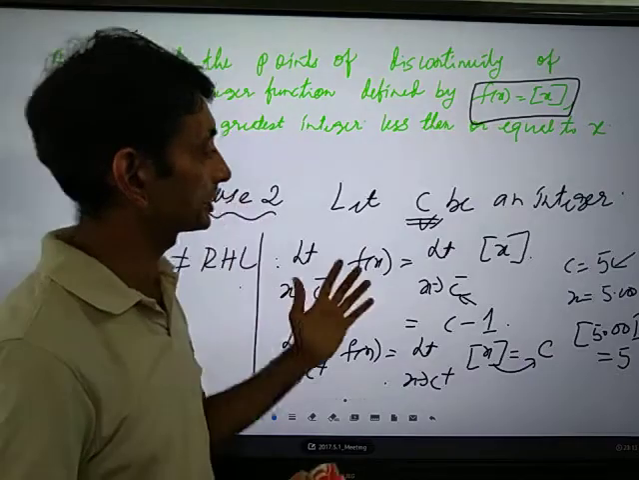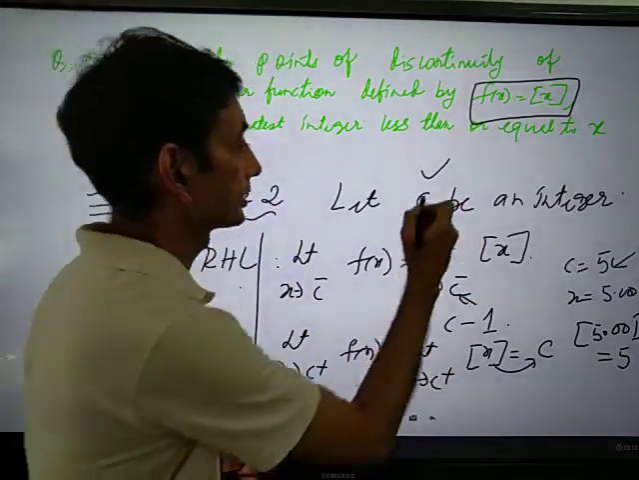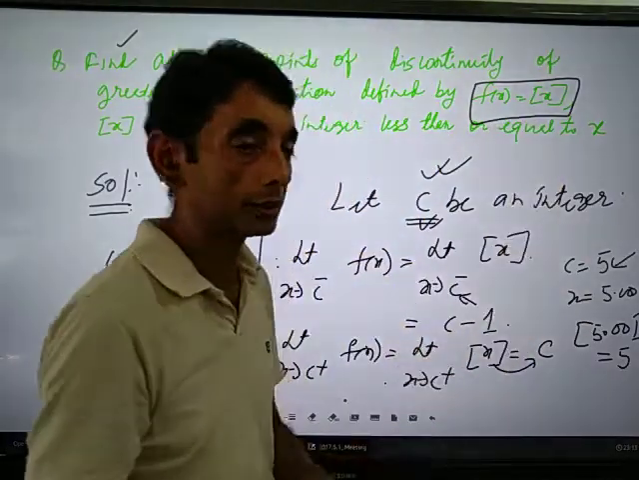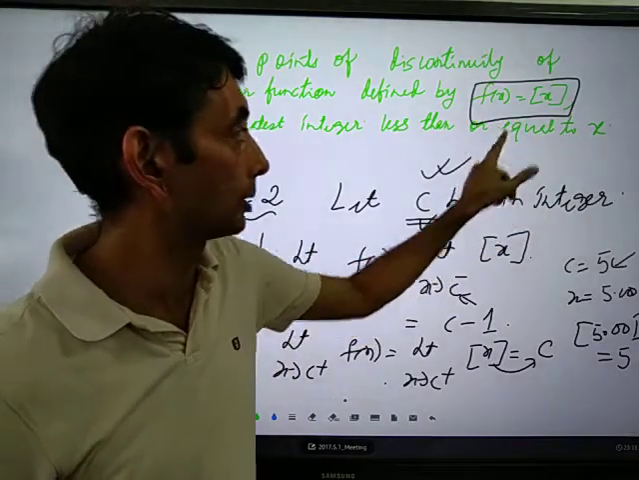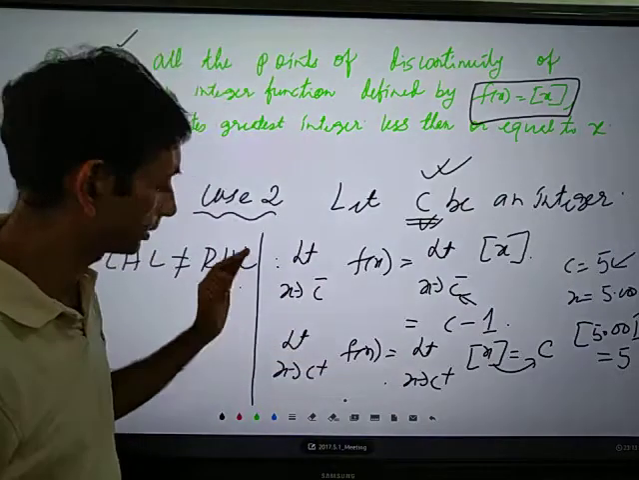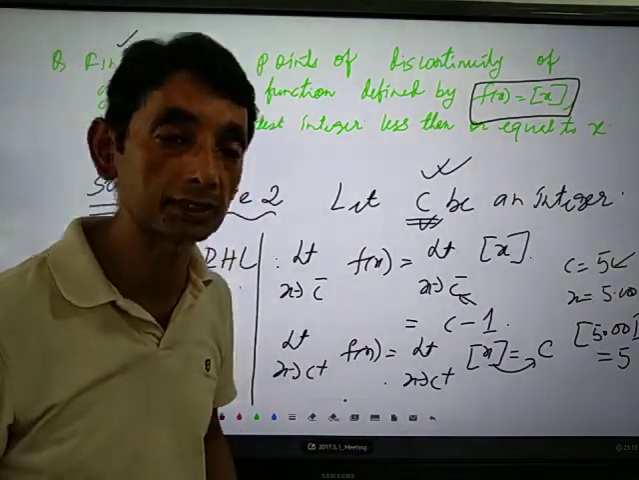Now we have discussed that if c is not an integer, then this function f(x), the greatest integer function of x, is a continuous function. But the moment we consider c as an integer, the left-hand limit becomes unequal to the right-hand limit. That means we get a point of discontinuity.